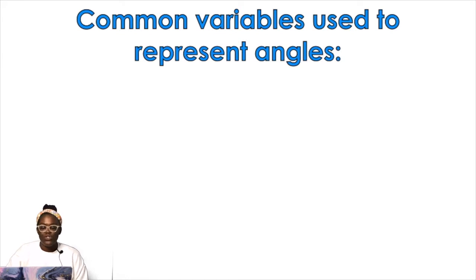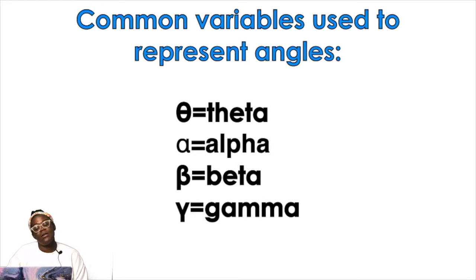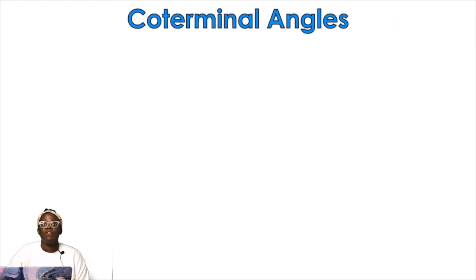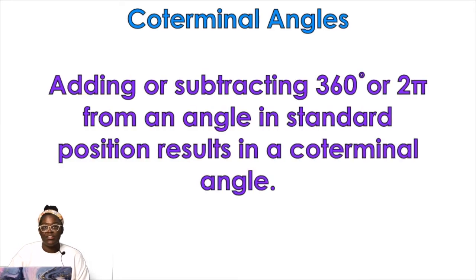So common variables used to represent angles: we have theta, we have alpha, we have beta, and we have gamma. If you see any of those symbols, they are symbols that we use to represent angles. So if I have coterminal angles, coterminal angles can be found by adding or subtracting 360 or 2 pi from an angle in standard position. This results in a coterminal angle. So I can have an infinite amount of angles that end in the same place.